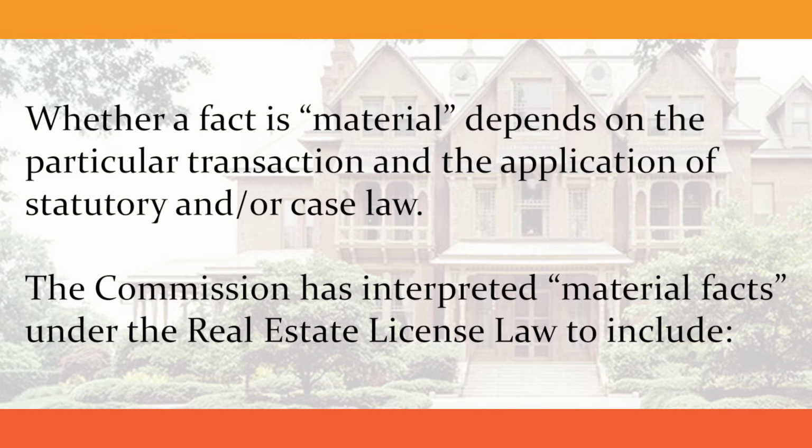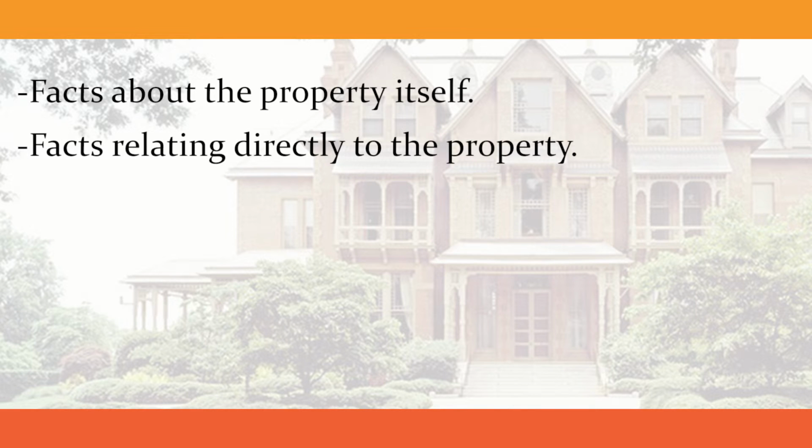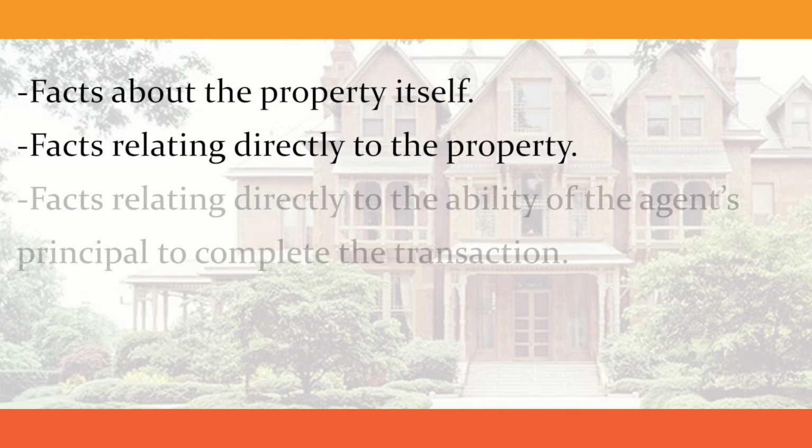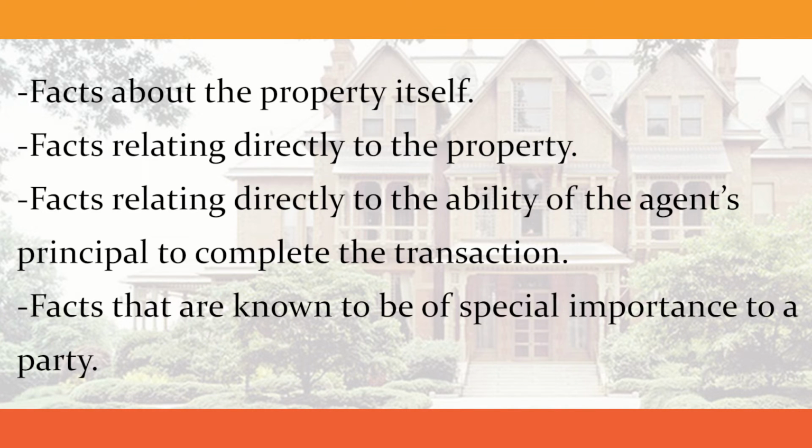The Commission has interpreted material facts under the real estate license law to include facts about the property itself, such as a structural defect or defective mechanical system. Facts relating directly to the property, such as a pending zone change or planned highway construction in the immediate vicinity. Facts relating directly to the ability of the agent's principal to complete the transaction, like a pending foreclosure sale. And facts that are known to be of special importance to a party, such as a buyer wanting the ability to add a pool to the property.